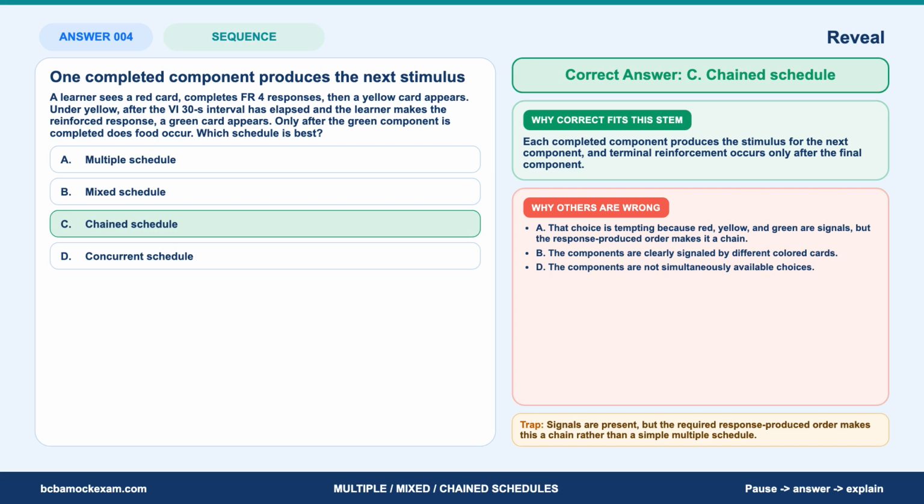Here is why it fits this stem. Each completed component produces the stimulus for the next component, and terminal reinforcement occurs only after the final component. Now, check the distractors. For A, that choice is tempting because red, yellow, and green are signals, but the response-produced order makes it a chain. For B, the components are clearly signaled by different colored cards. For D, the components are not simultaneously available choices. The tempting answer fails because it skips one part of the schedule relation. Trap check. Signals are present, but the required response-produced order makes this a chain rather than a simple multiple schedule.